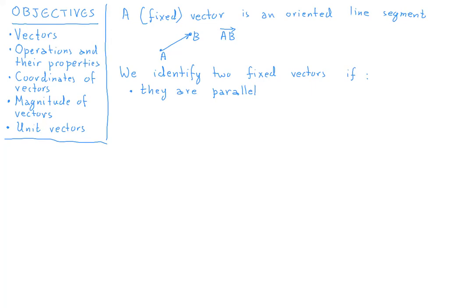There is one case in which you cannot really do that. That's if you have a vector that starts and ends at the same point. And in that case, we will identify all those vectors that start and end at the same point. We're going to call them, as we're going to see, the zero vector. But we will want them to point the same direction.